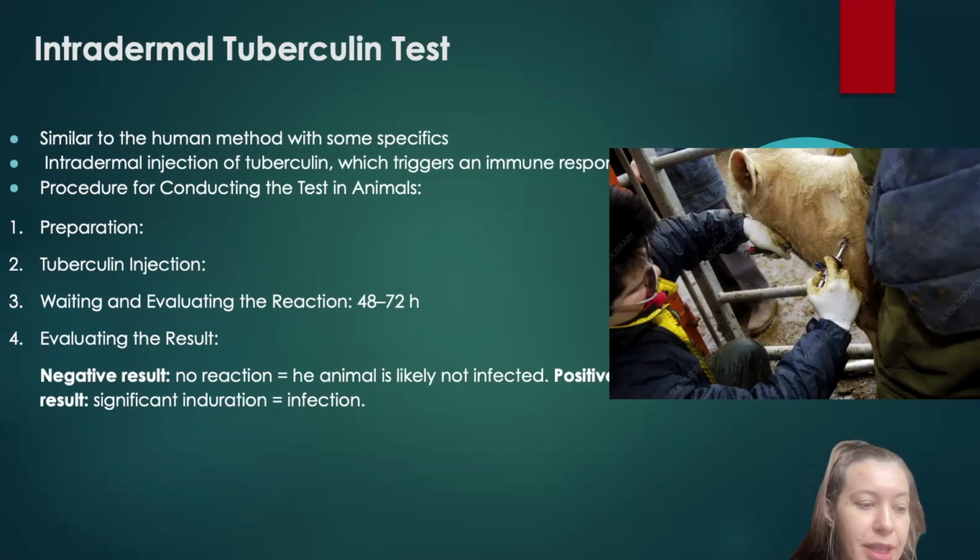Actually, some factors can affect the results. Vaccination against tuberculosis in animals is not common practice, unlike in humans, so false positive results due to vaccination are less likely. However, stress or poor nutrition or immunodeficiency may weaken the response to the test, causing false negative results.